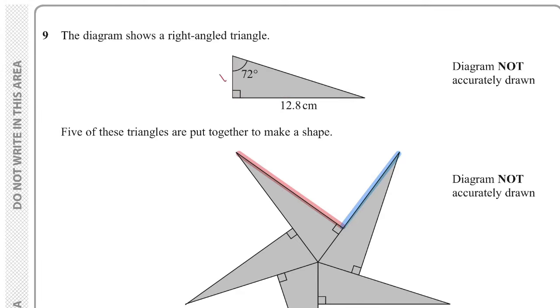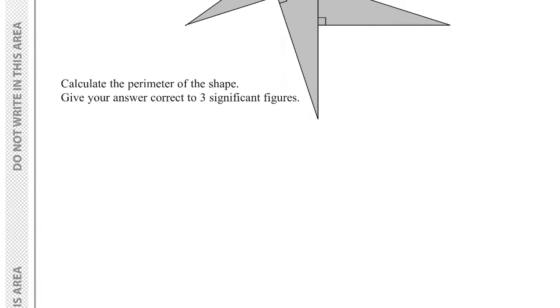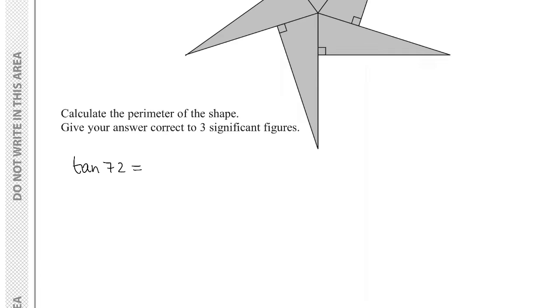I will call them X and Y. I will be using SOHCAHTOA for this one. So we can say that the tan of 72 is 12.8 over X. So X is 12.8 over tan 72. So 12.8 divided by tan of 72 is giving me an answer of 4.159.